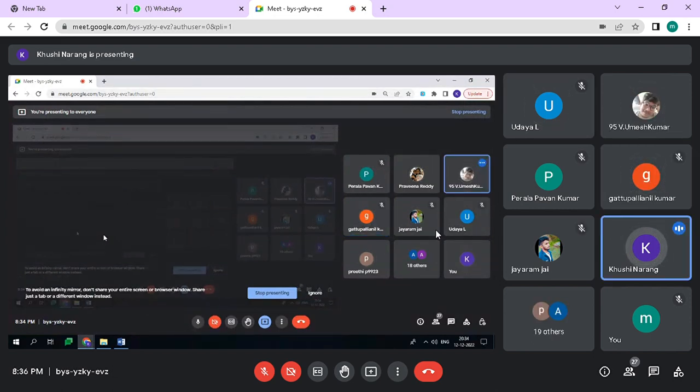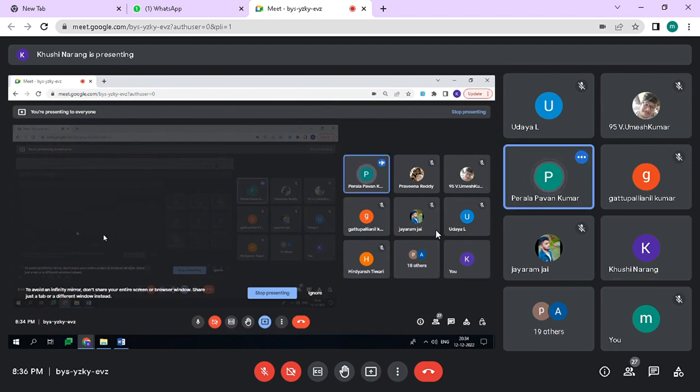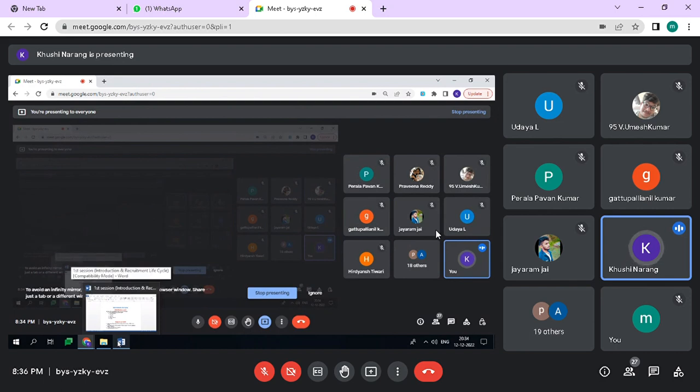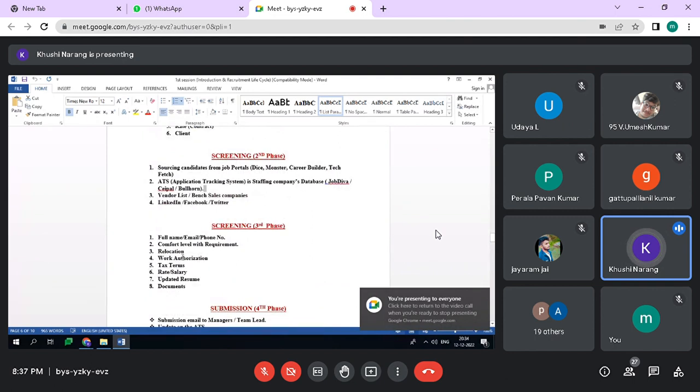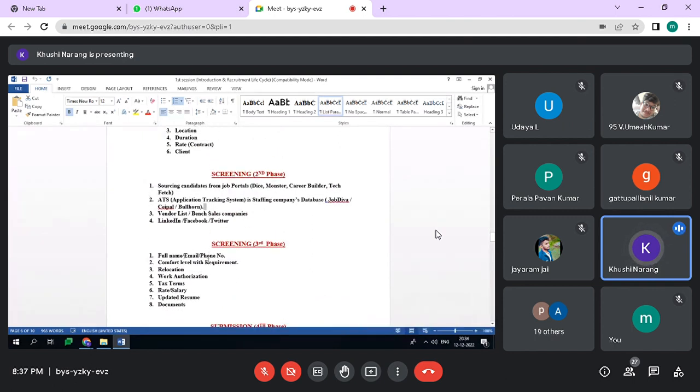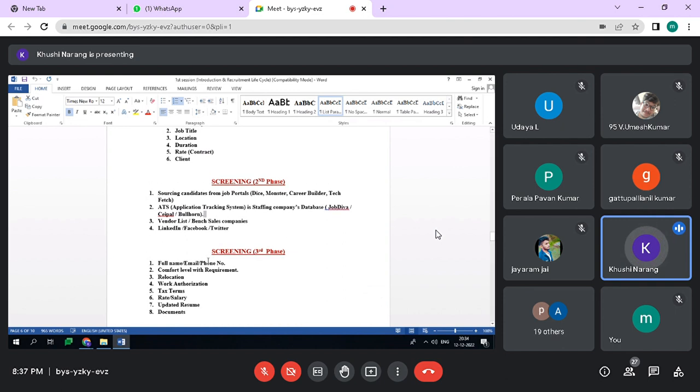Right. What is going to be the third phase, anybody? Contacting the persons who are interested, meaning those looking for a job. Correct. That means screening, right? Screening the best candidate out of all. So after sourcing, you need to screen the candidate: take the full name, email, phone number, comfort level with the requirement, and ask whether they are okay with relocation or not. What is their work authorization? What are their tax terms? Are they able to negotiate on the rate and the salary you are offering? Take their updated resumes and the documents required from the client end, right? These are going to be the third phase.